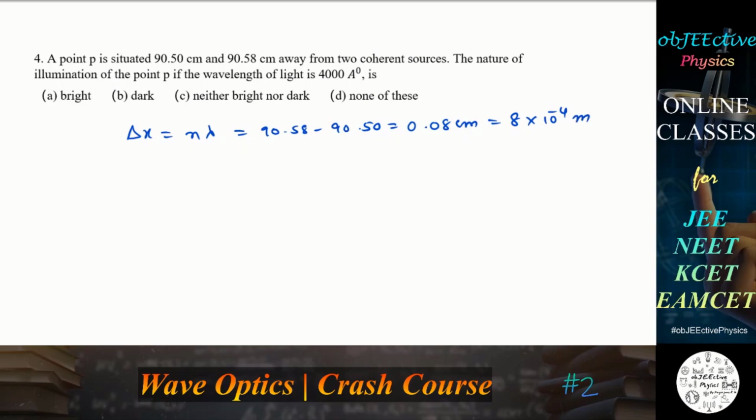or 8 × 10^-4 meters. That implies n is equal to 8 × 10^-4 divided by lambda. Lambda value is given as 4000 angstroms, or 4 × 10^-7 meters. So, that is 2 × 10^3, or 2000. So, it is an even number, 2000. So, that P becomes a bright band.